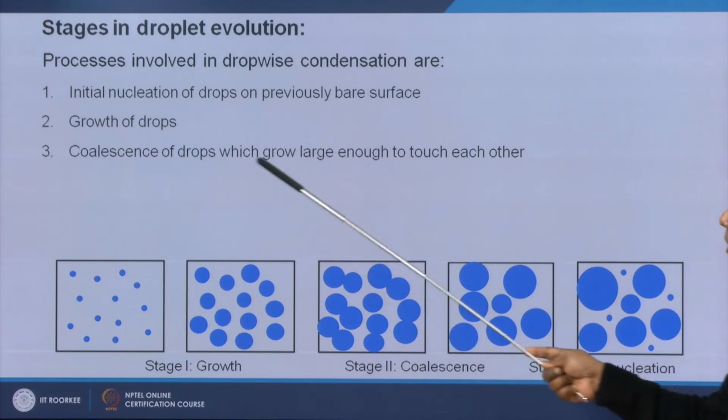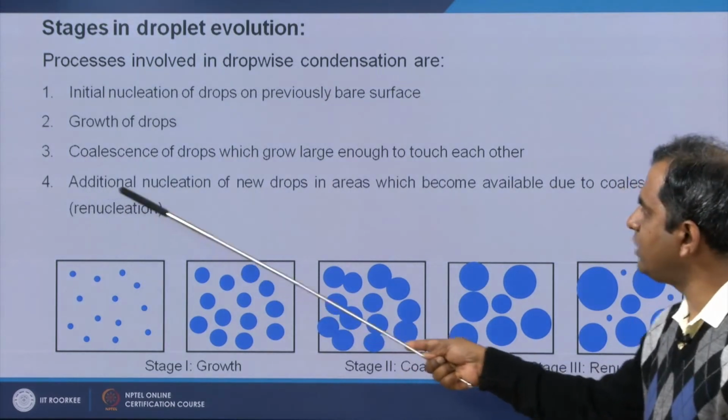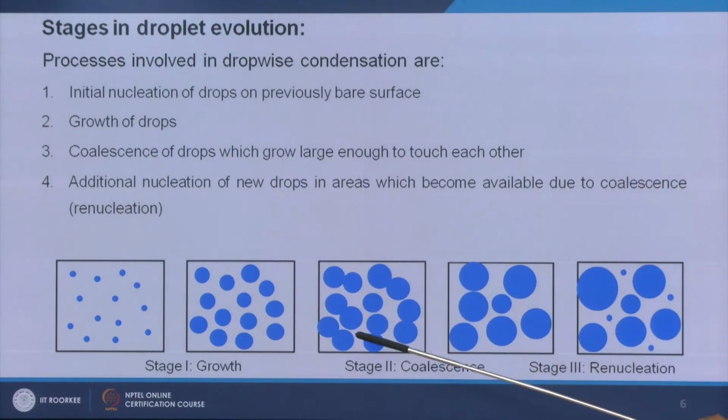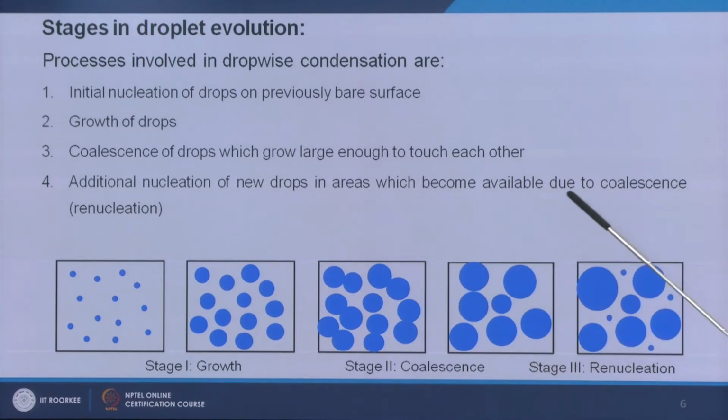So, coalescence of droplets which grow large enough to touch each other. So, here they are touching each other. Then we will be having additional nucleation of new drops. So, apart from these coalesced drops, there can be some additional nucleation also like this, okay, additional nucleation of new drops in areas which become available due to coalescence. So, after coalescence some area will be vacant.